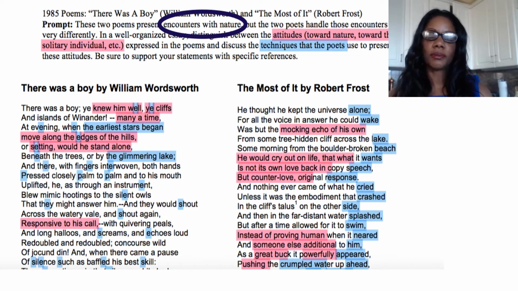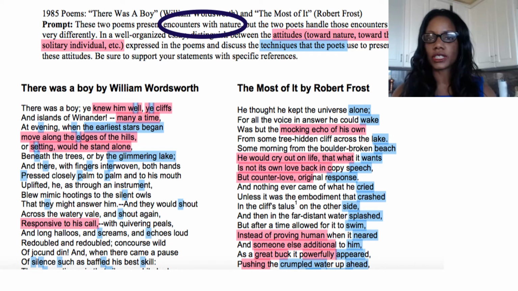This is actually the poem or poems that we referred to last week when dealing with the naturalist literary movement for Wordsworth and Frost. And in this prompt, the prompt asks us specifically to address the attitude and the techniques that each poet uses to talk about the encounters with nature. In this case, I color-coded it.